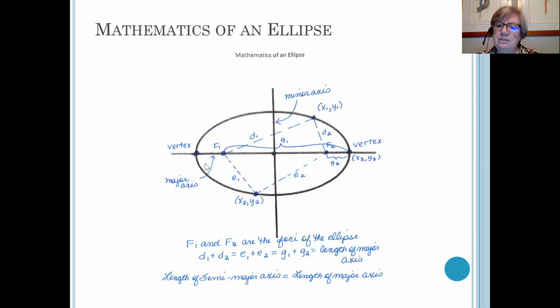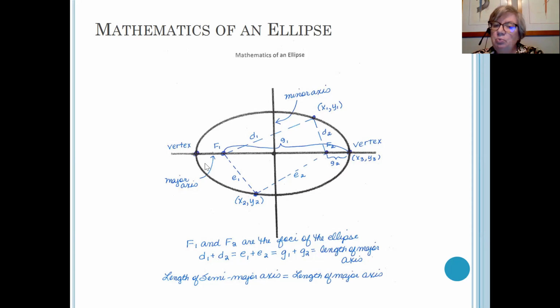Here's the third point that's given there. (x3, y3) is that far right-hand point, which is called one of the vertices. It's a vertex. So (x3, y3) is also a point on the ellipse. And if I look at the distance from (x3, y3) to the two foci, notice I've got to go all the way over to the farther one, F1, add that distance to the closer one, F2. That same distance, G1 plus G2, is the same thing as D1 plus D2, which is the same as E1 plus E2.